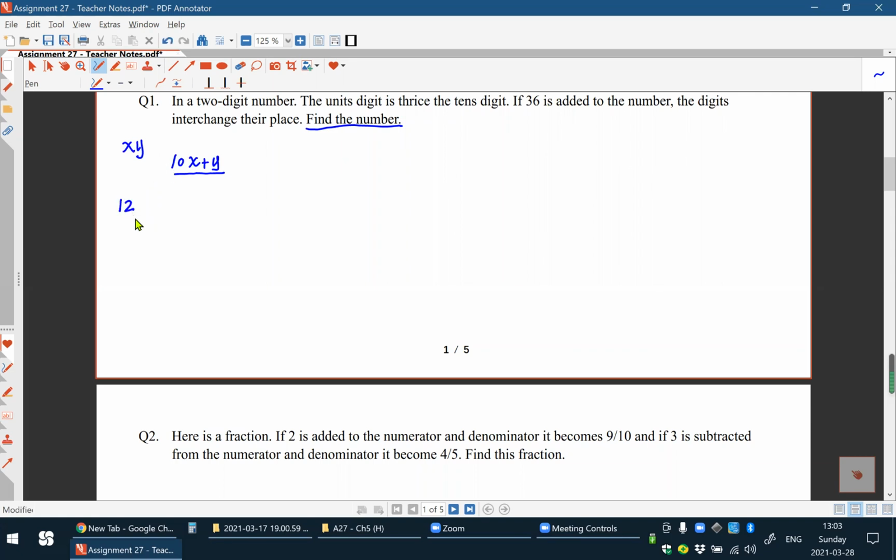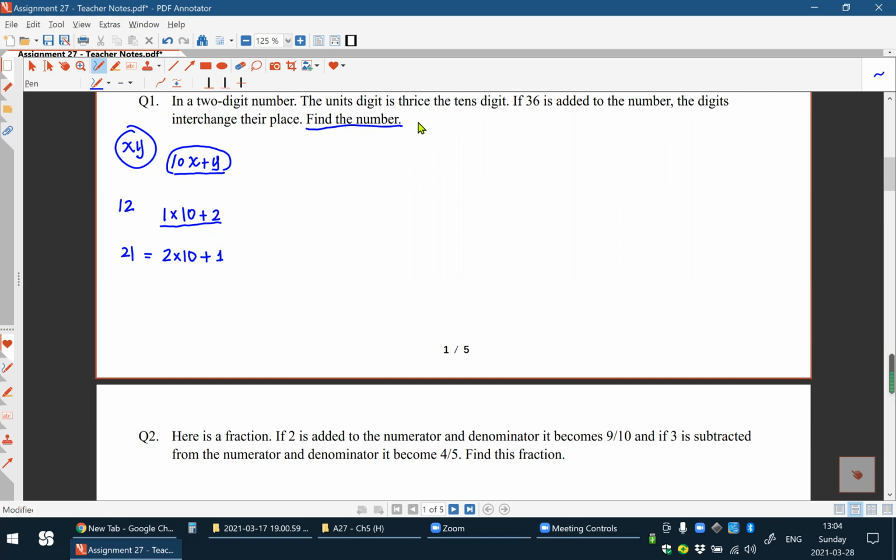For example, for the number 12, this is actually the tens digit times 10 plus the unit digit: 12 equals 1 times 10 plus 2. For another example, 21 is the tens digit 2 times 10, because it's in the tens position, plus the unit digit, which is 1. So 21 stands for 2 times 10 plus 1. Following the same principle, for a two-digit number xy, the quantity is 10x plus y.